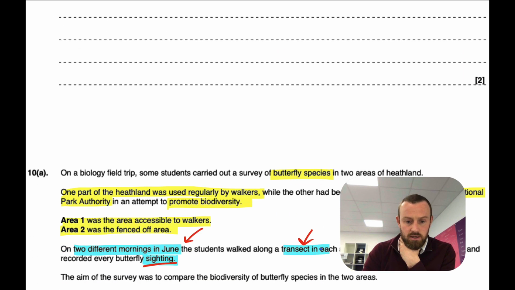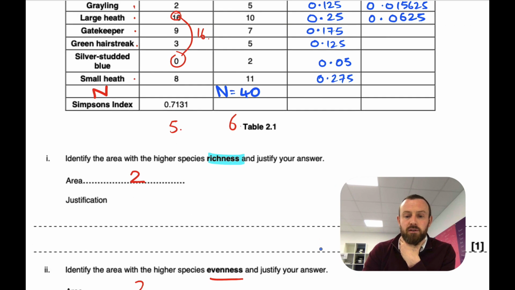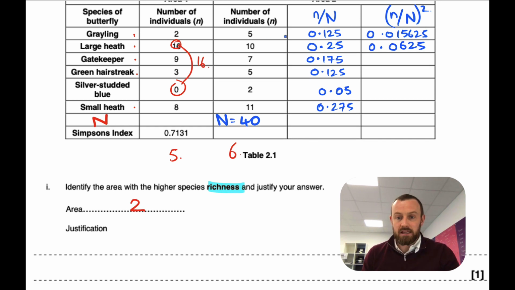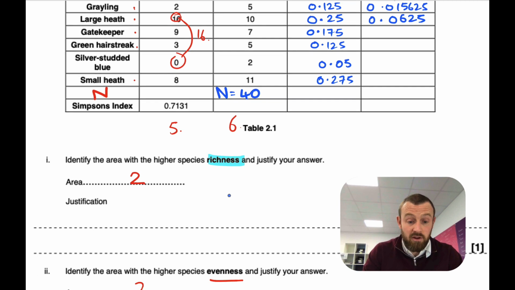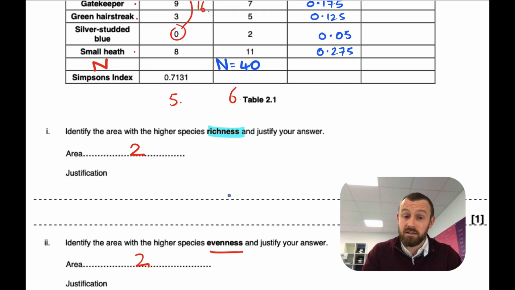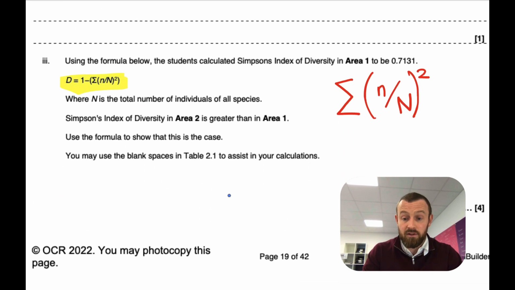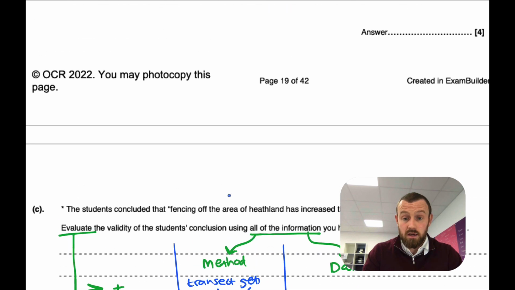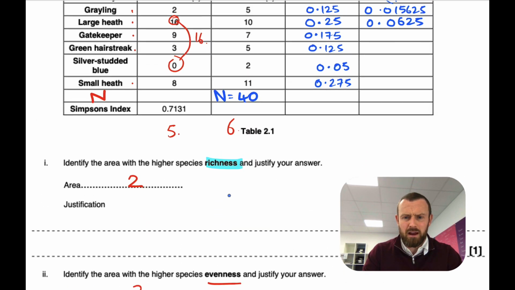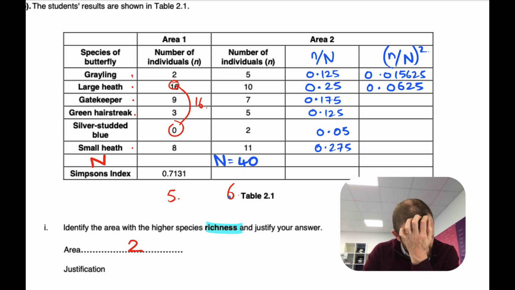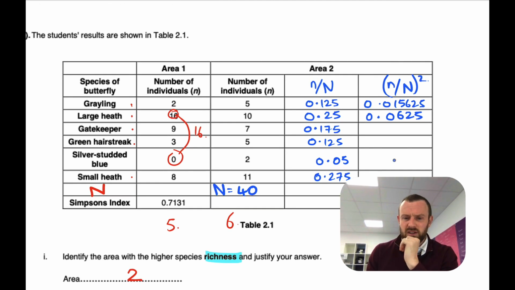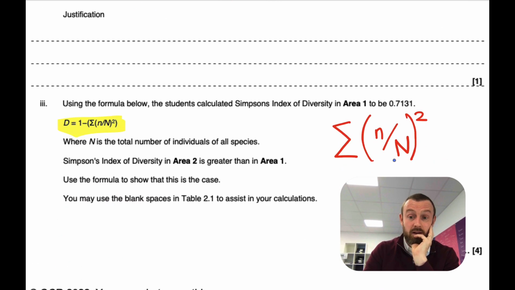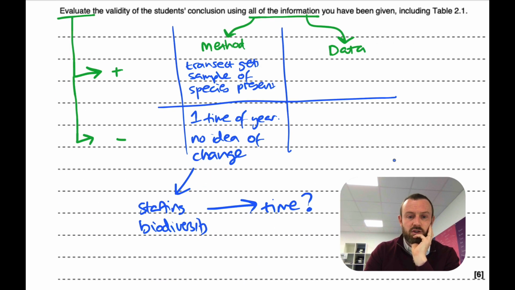So the fenced off heathland, just double checking, it is number 2, isn't it? Yeah, area 2 is the fenced off heathland. So what about the fenced off heathland? It does have a higher species richness. It does have a higher species evenness. And it does have a higher index of biodiversity, which we calculate as 0.7975. This just seems to have disappeared from my map up here, from my run through up here. So those are all things you can say.